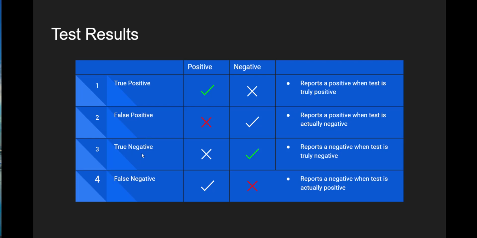A true negative is when I go to take a test and the test result reports a negative and the test is truly negative. Because tests are not 100% accurate, a false negative is when that test result returns as negative, though it was actually positive.